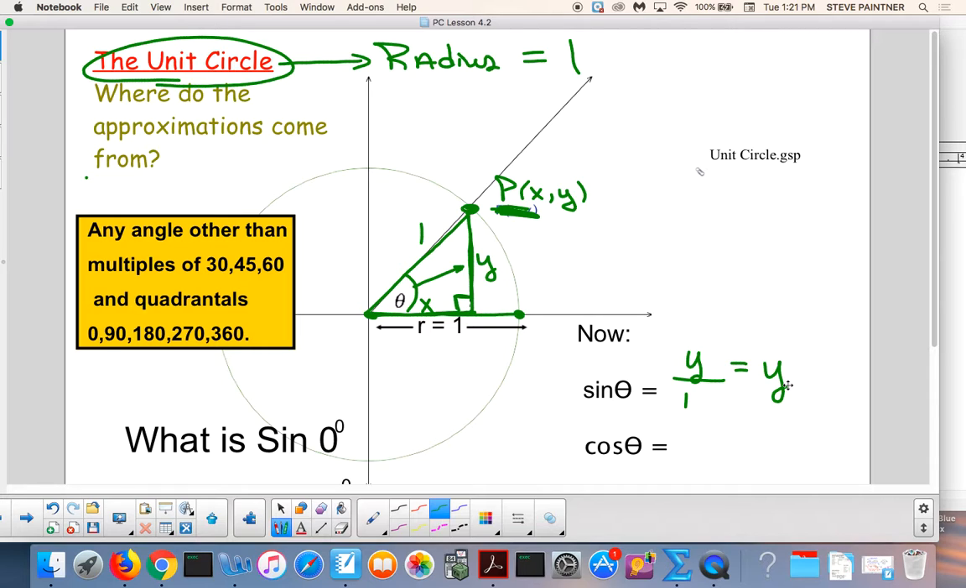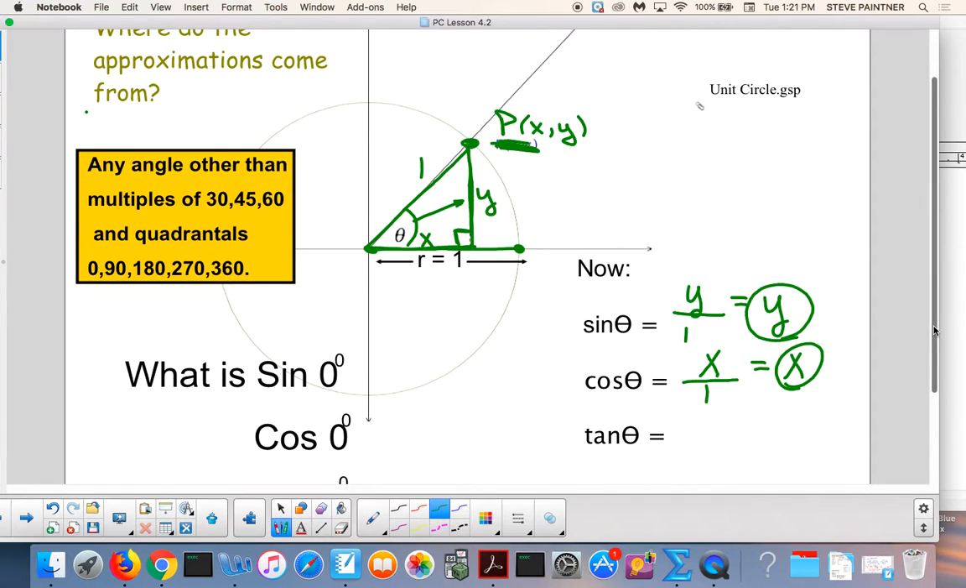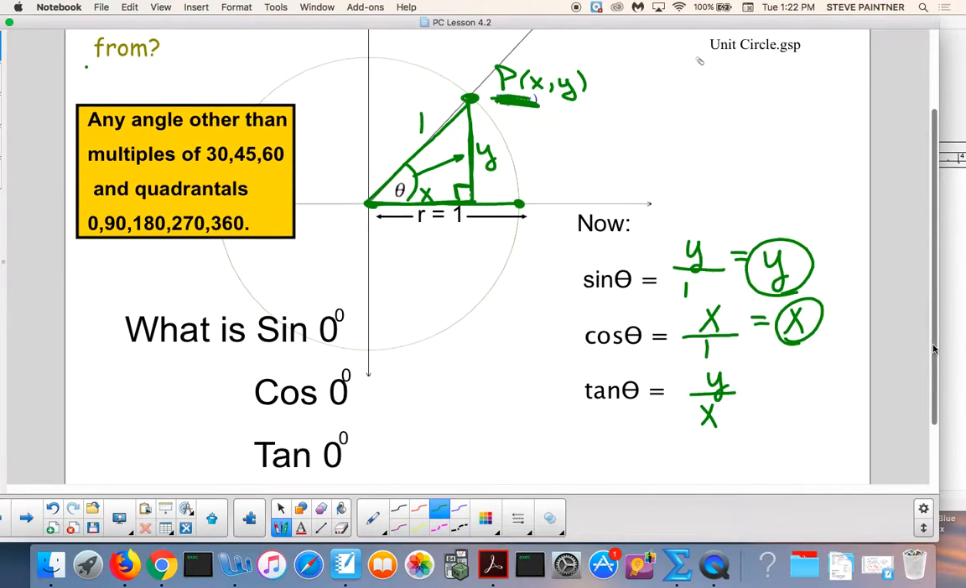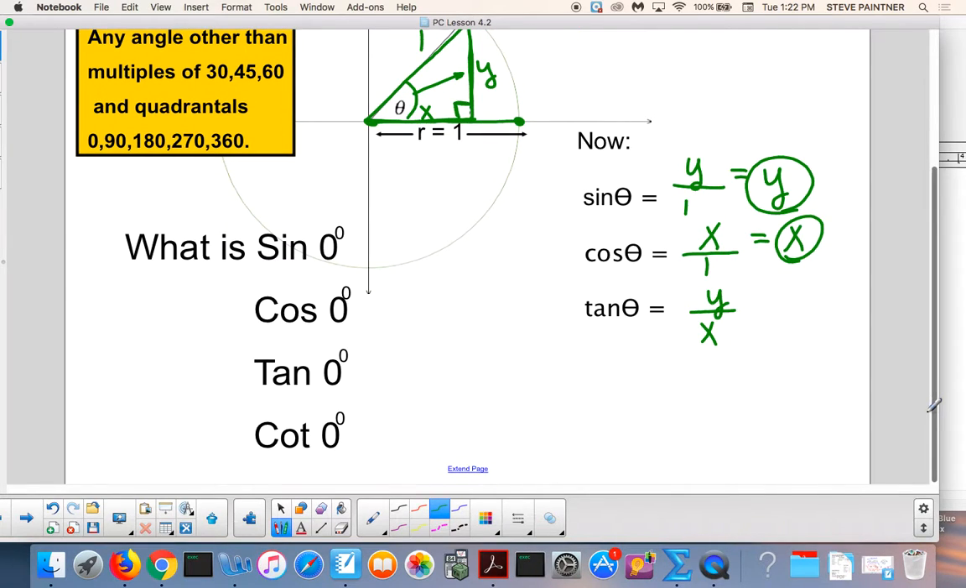How about cosine? X over 1, or just X. Good? Okay. Tangent. What's tangent of theta, Zach? Y over X. He says y over x. Yes? Okay, keep going.